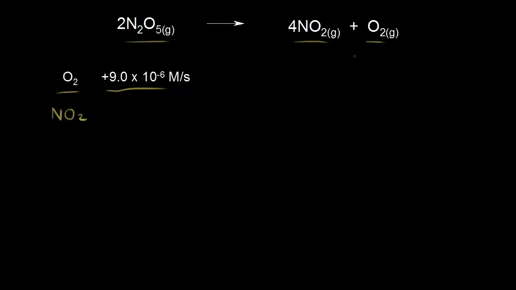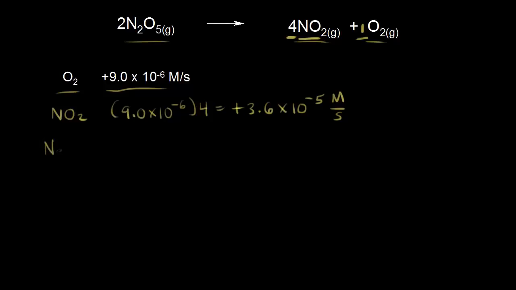Well, if you look at the balanced equation, for every 1 mole of oxygen that forms, 4 moles of nitrogen dioxide form. So we just need to multiply the rate of formation of oxygen by 4. And so that gives us 3.6 times 10 to the negative 5 molar per second. So NO2 forms at 4 times the rate of O2.